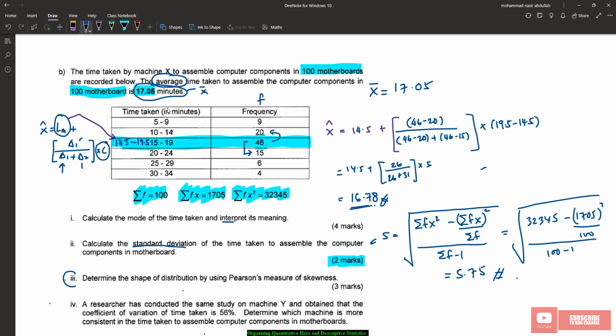So now, number 3, determine the shape of distribution by using Pearson measure of skewness. Now, you need to think which formula to use. Remember tadi we have two formula, right? SK1, we have mean minus mode divided by standard deviation. Another formula is 3 mean minus median divided by standard deviation. This is the second formula, if you still remember.